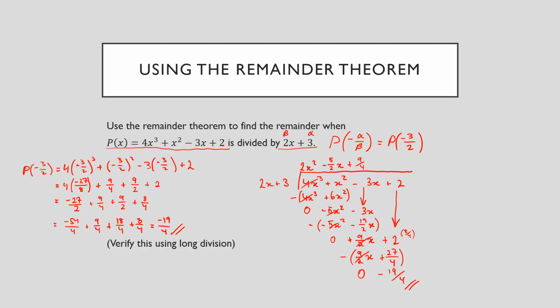Anyway, that's the remainder theorem. Okay, the main part is identifying this beta and alpha business with this factor that you are using to divide, and then substituting those alpha and beta into this polynomial in the form of negative alpha over beta. Okay, for monic linear terms like x minus 3 and x plus 2, you're going to be substituting just the opposite of the number that you see there. So it would just be p of 3, and this one would be p of negative 2. But for more complex linear factors such as this, you have to use a fraction. Okay?